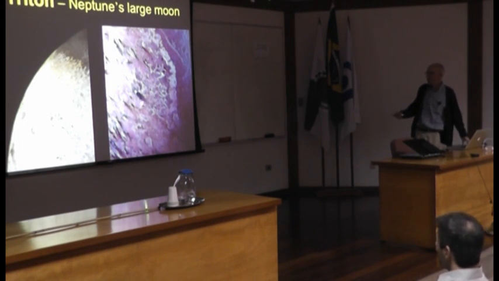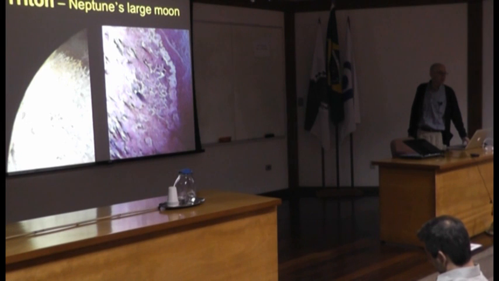Neptune has one big moon, Triton, and this has geysers too, but at an even lower temperature. It's like 40 Kelvin, nitrogen dominated, but still the surface clearly has some things that have melted at those temperatures.